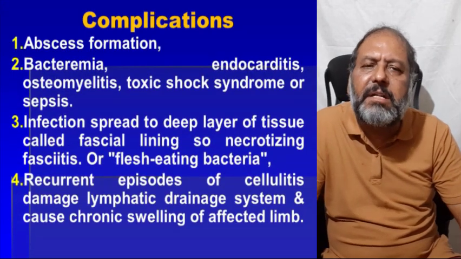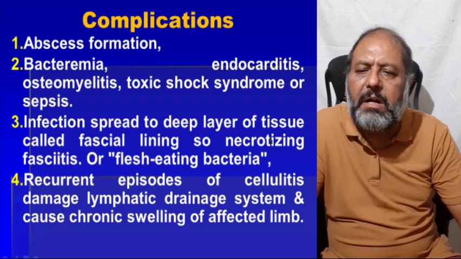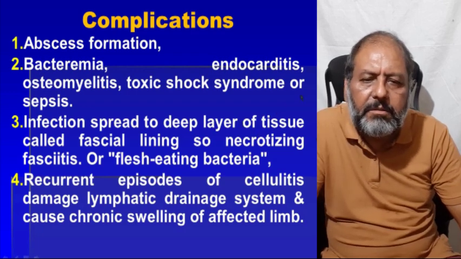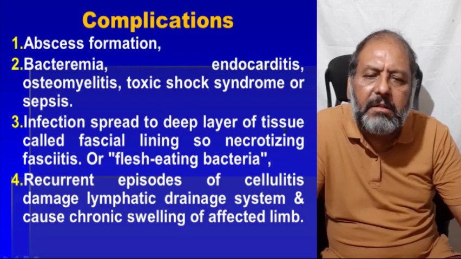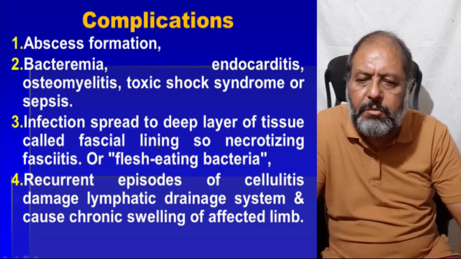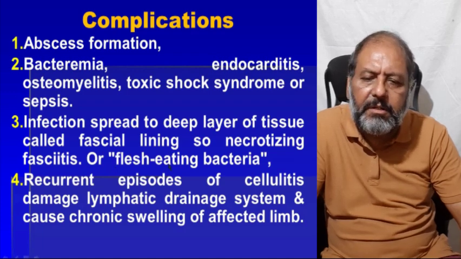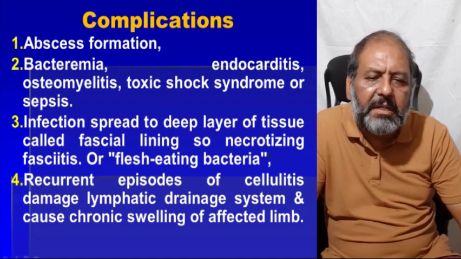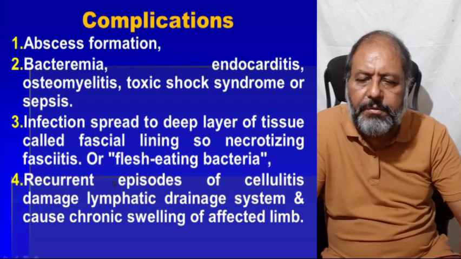Now what are the complications? That is abscess formation, bacteremia, endocarditis, osteomyelitis, toxic shock syndrome, or sepsis. Infection can spread to the deep layers of the tissue called the fascial lining, so necrotizing fasciitis, or the flesh-eating bacteria, are responsible for causing necrotizing fasciitis.